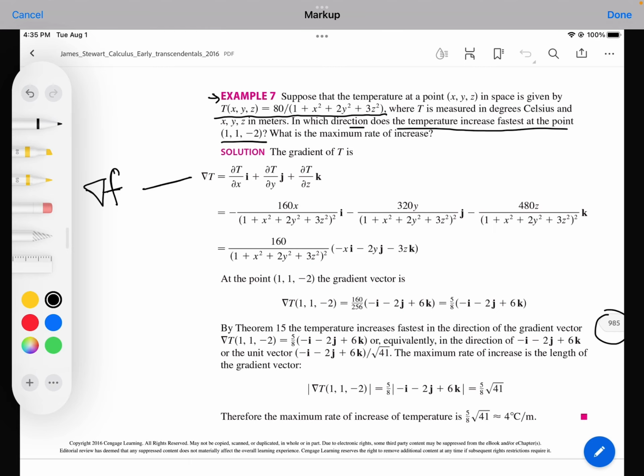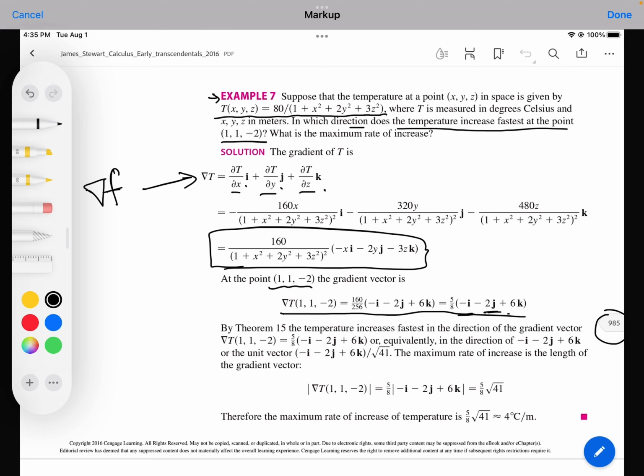gradient. So we basically just calculate the partial derivatives, being the x, y, z components of a vector, right? And then you end up with this, and now you plug in the values of the x, y, z coordinates, and you get the gradient vector. And this is a vector, and this is a scalar here.